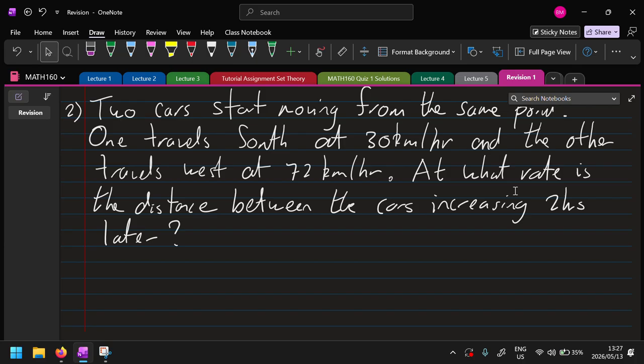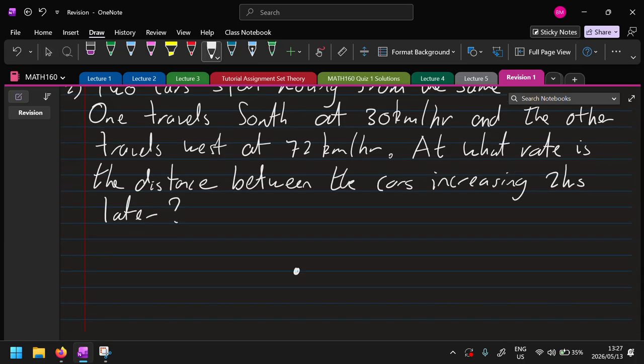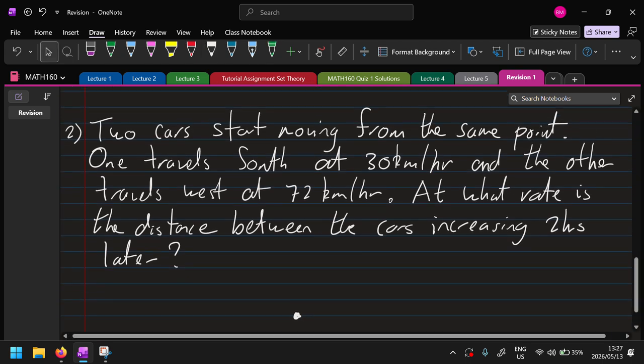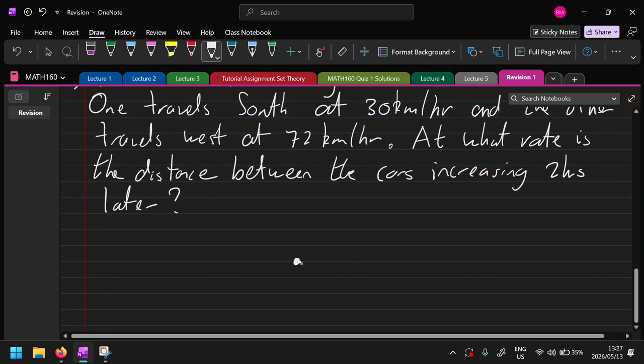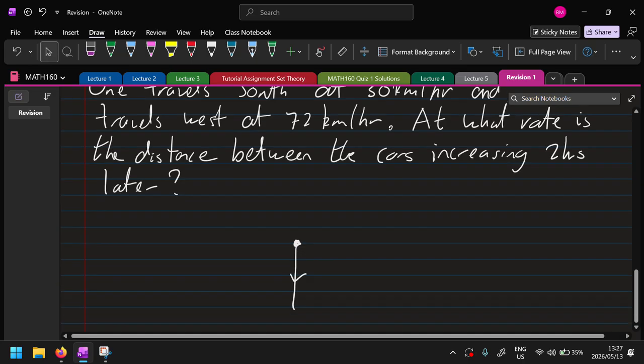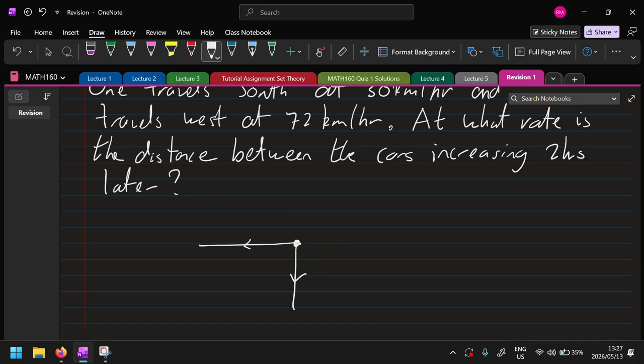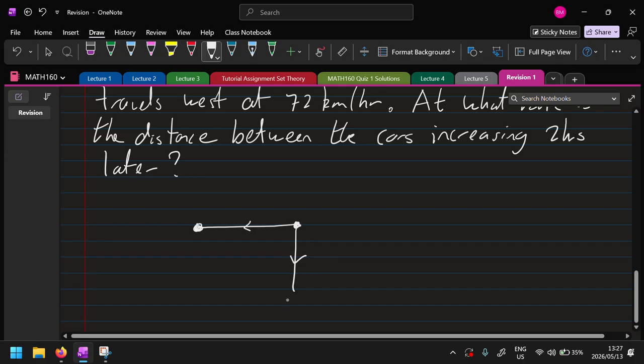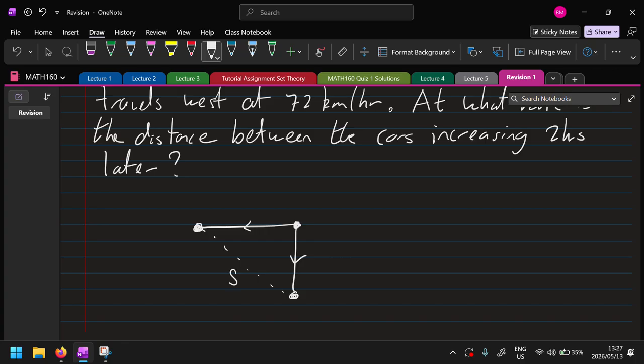Okay, so let's draw a picture of this. So we have some starting points, let's just say over there. One of the cars goes south, so it's going to go down like that. And another one is going to go west, so something like that. And we want to know the rates of change of the distance between them. Well, if you've got a car over here and a car over here, let's say S over there is the distance between them.